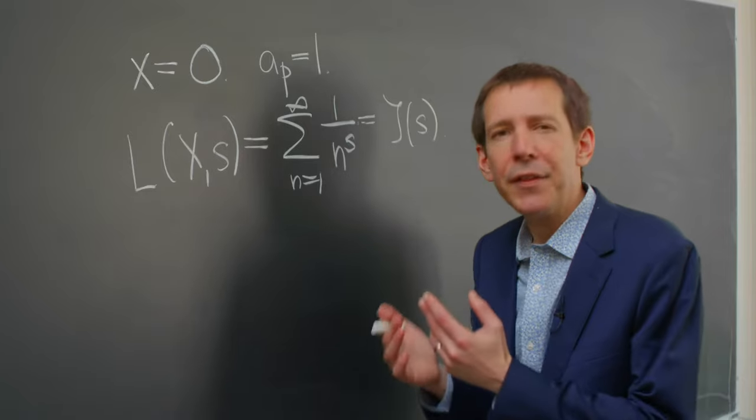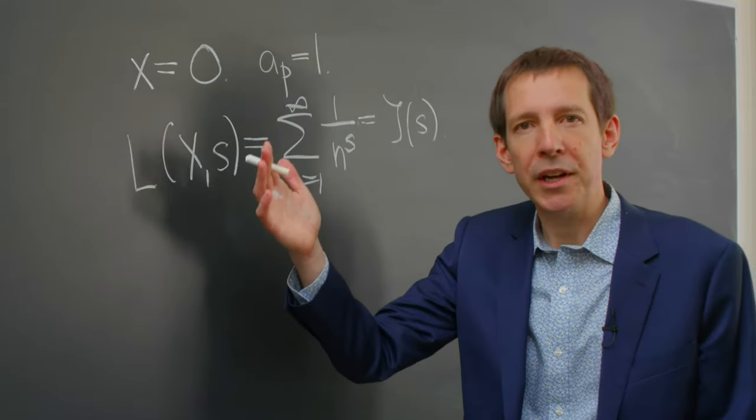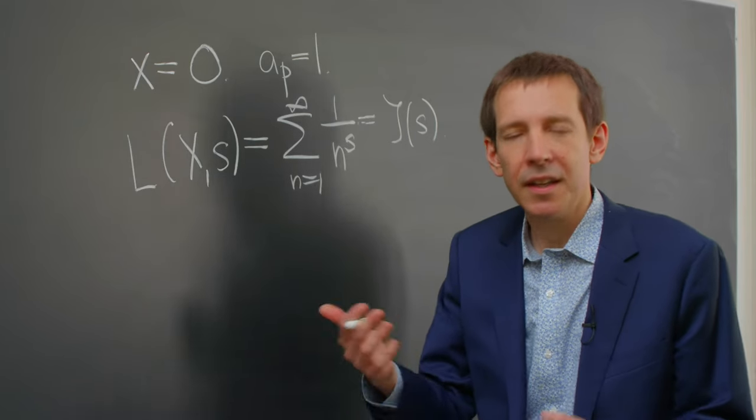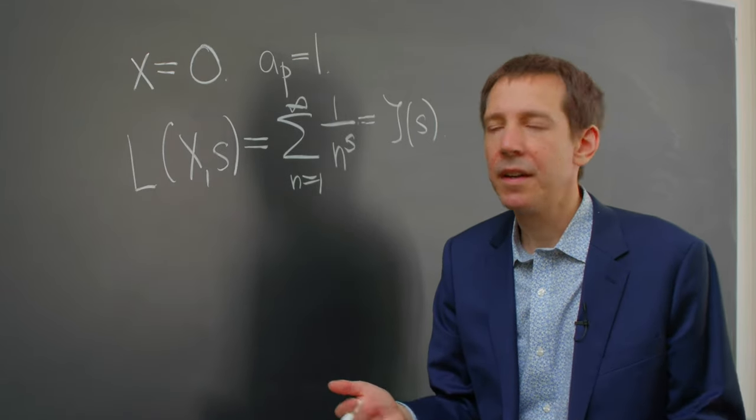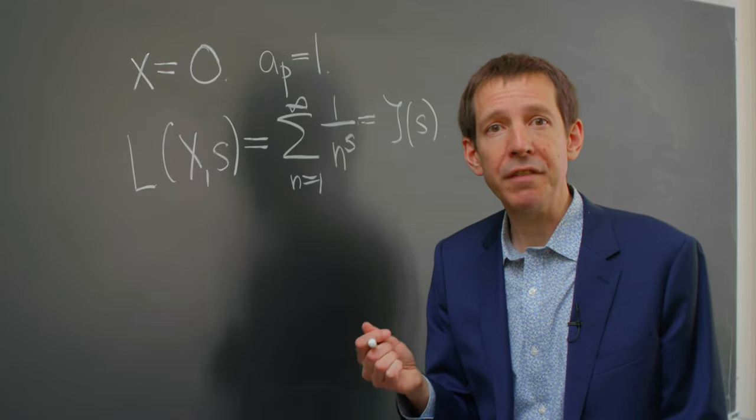And now the idea is that the zeta function knows all about the equation x equals 0. So what does that mean? What arithmetic information can we extract from the zeta function?